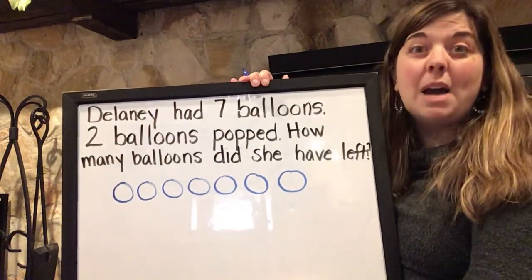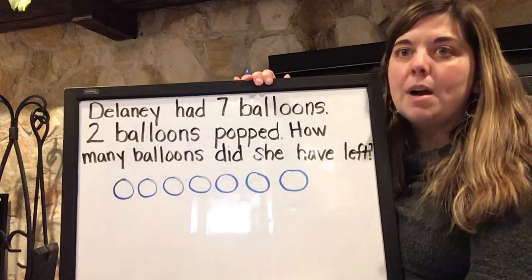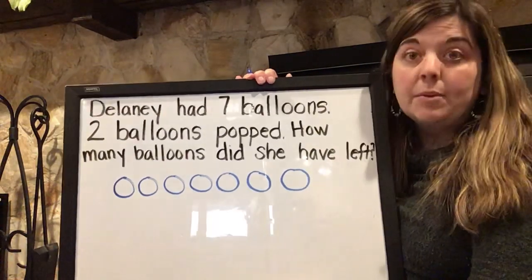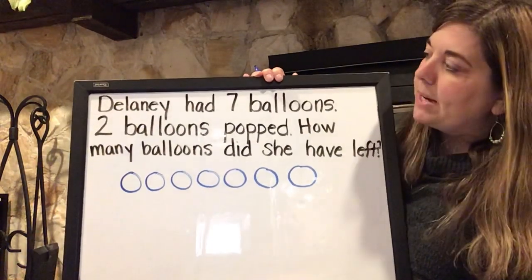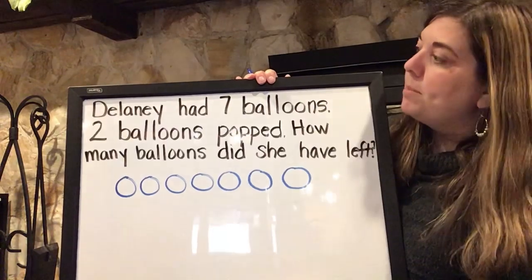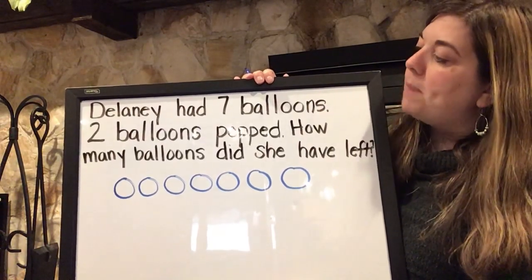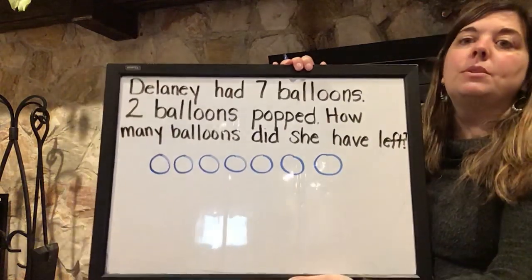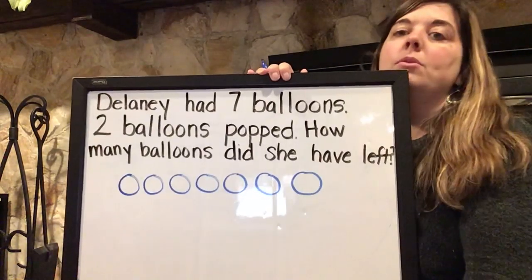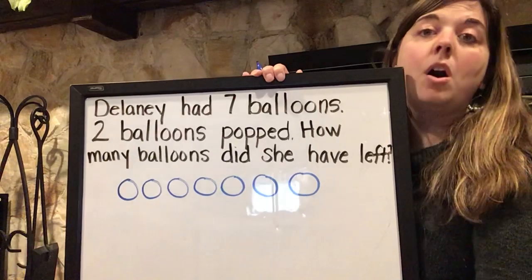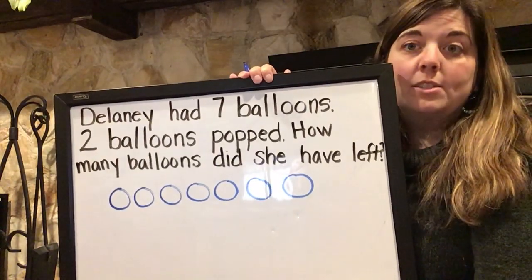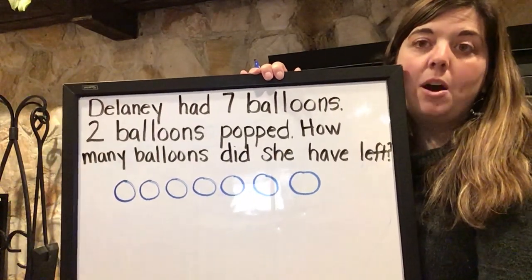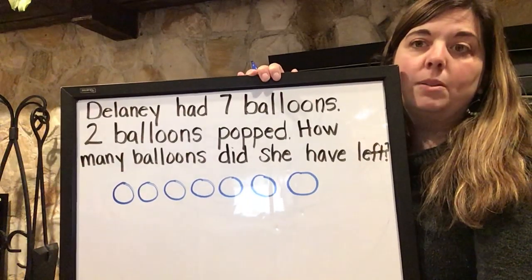Now some of them popped, so I want you to think about how many popped and how many we're going to cross off. I'm going to read it one more time just so you can figure it out. It says Delaney had 7 balloons, 2 balloons popped. How many balloons does she have left? So I want you to think right now how many balloons we're going to cross off. I want you to pause me, and cross off and see if you get the same as me. So go ahead and pause and cross off your 2 balloons.